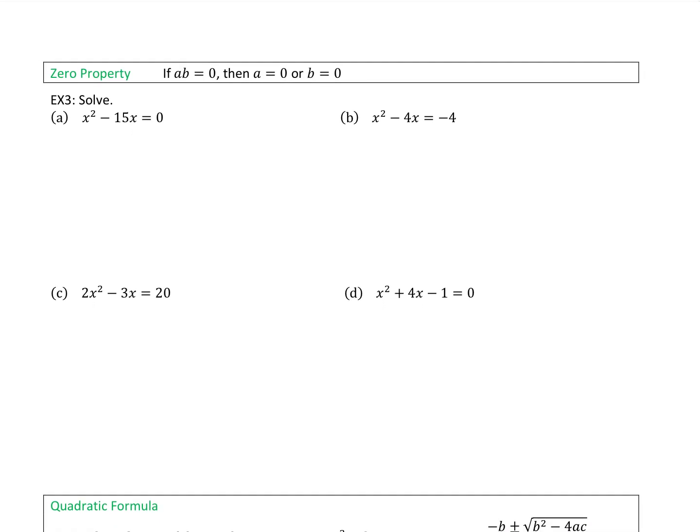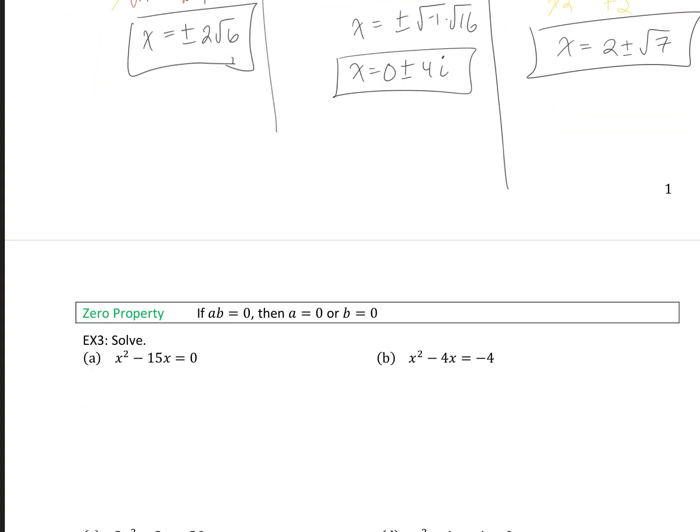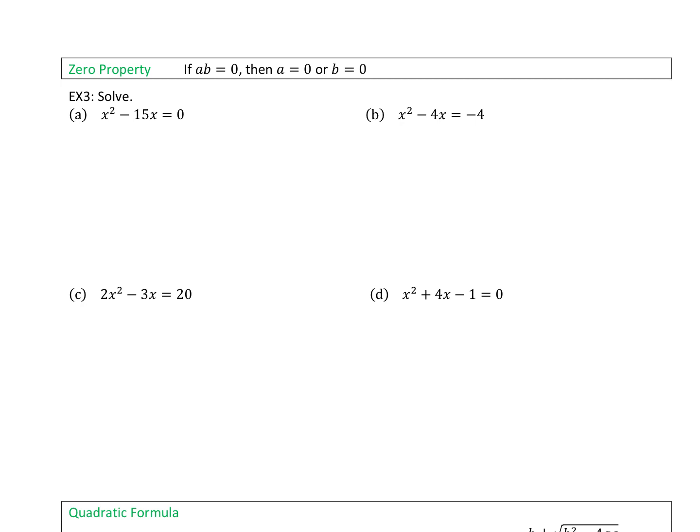Next, we have the zero factor property. So before, again, we only had the x squared term in our equations. When we don't have that, or we have something different, we're going to have to use some different properties. So for the zero factor property, if a times b exists and it's equal to 0, well, we know that either a must be equal to 0 or b must be equal to 0, because that's the only way to get 0 from multiplication is if one of them is 0.